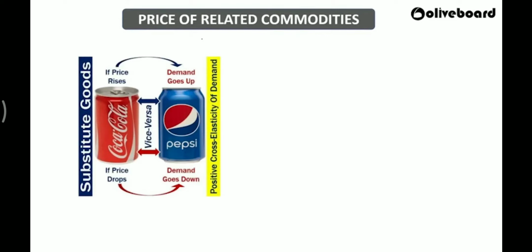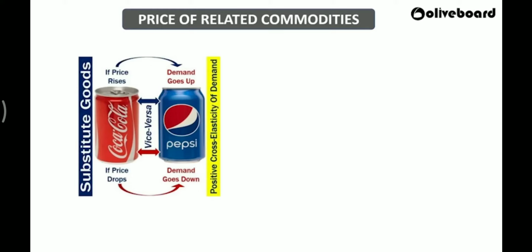Next one, price of the related commodities, which we have seen. This comes under factors other than price. Under that we have studied price of related commodities. Under related commodities, we have two types: one is substitute and one is complementary. Substitute means, instead of one good, we can replace it with another. For example, coffee and tea. In the same way, here I have taken Pepsi and Coke. Pepsi is a substitute for Coke, and Coke is a substitute for Pepsi.